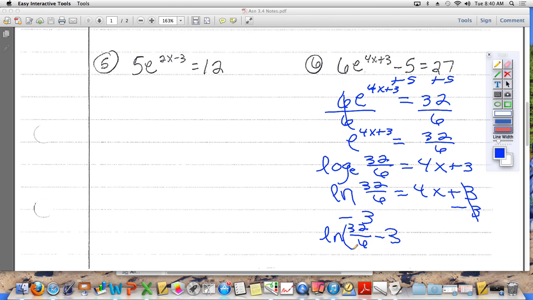Make sure you close off your parentheses when you do the ln of 32 divided by 6. Subtract 3 equals 4x. Divide both sides by 4. And because I am a human walking calculator, I believe that the answer is negative 0.33.